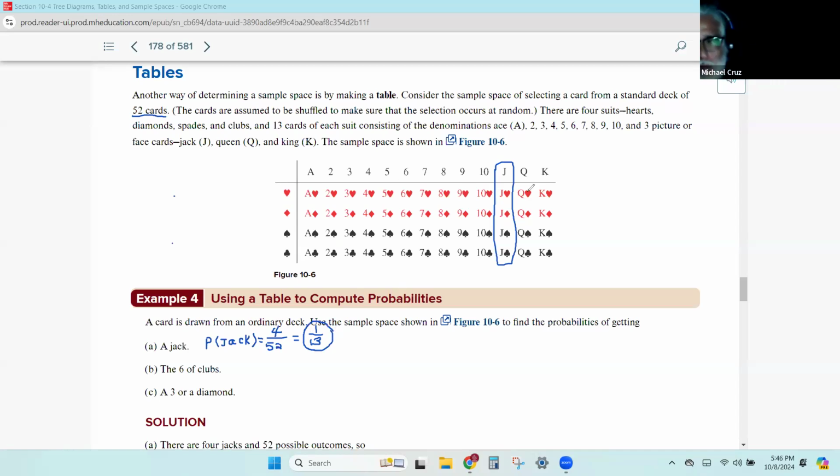And you can also see it proportionally, because if you look at any one of these 4 suits, there's exactly 1 jack out of the 13 cards.